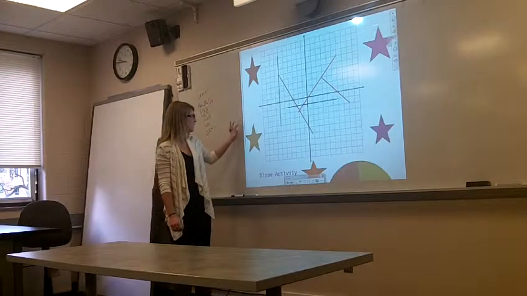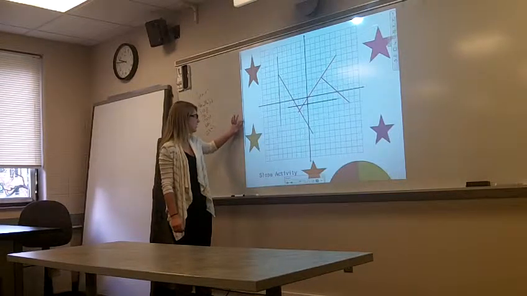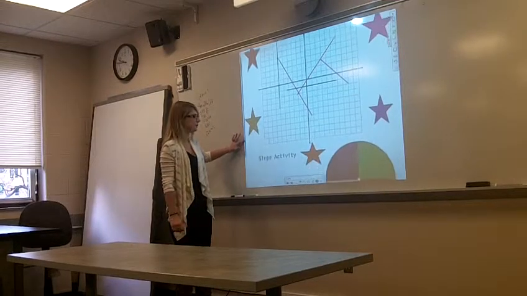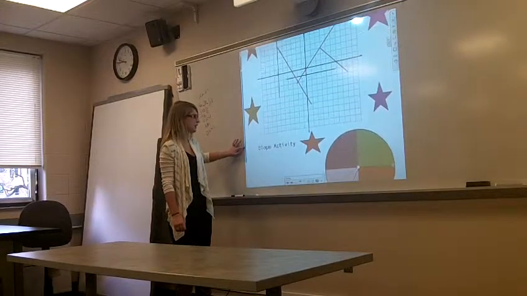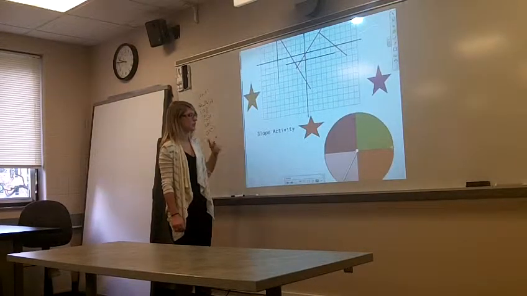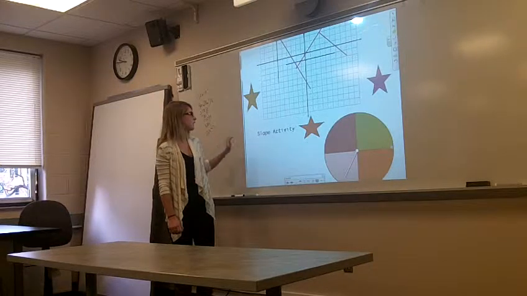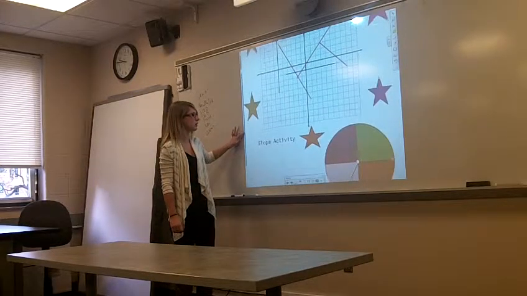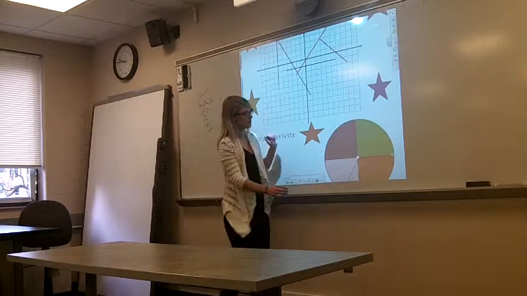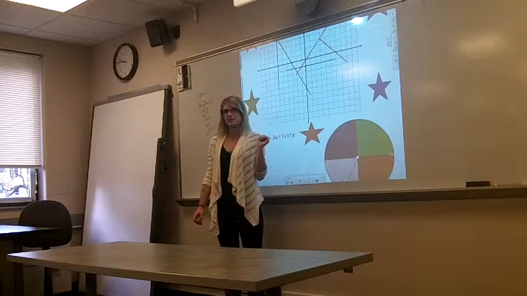Okay, good. This is just a little activity I had. A bunch of lines on here, and then the little spinner thing. Whatever color you land on is the color line you have to find the slope for. So, anyone want to come up and try this?